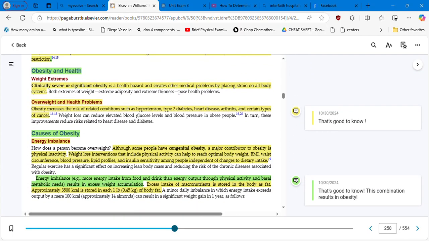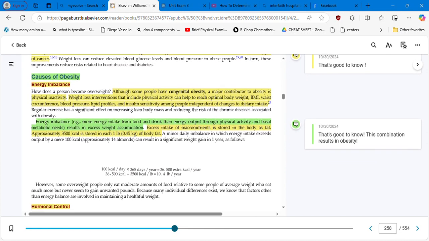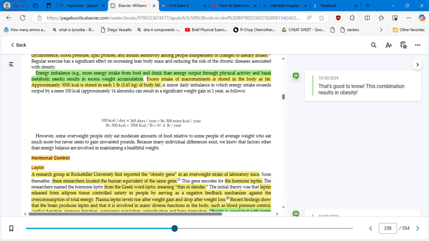Okay, obesity and health. Weight extremes: clinically severe or significant obesity is a health hazard and creates other medical problems by placing strain on all body systems. We know that. Overweight and health problems: obesity increases the risk of related conditions such as hypertension, type 2 diabetes, heart disease, arthritis, and certain types of cancer. We spoke about that already, right? When we see somebody with abdominal distension, we have to suspect this type of problem, right?